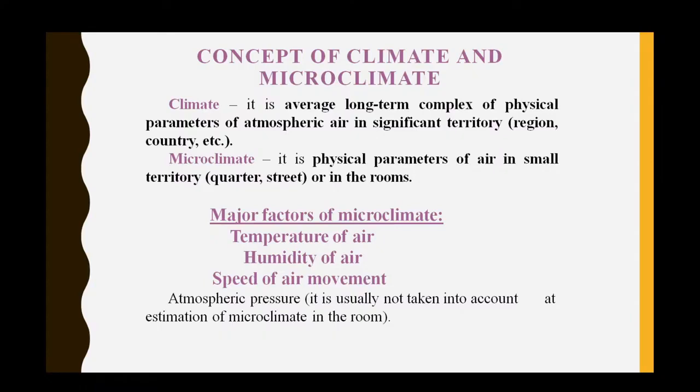Major factors of microclimate are temperature of air, humidity of air, and speed of air movement. Another parameter is atmospheric pressure. Atmospheric pressure is usually not taken into account at estimation of microclimate in the room, only in open air.